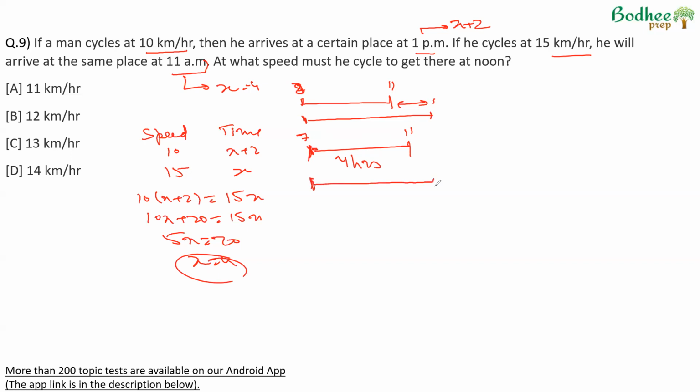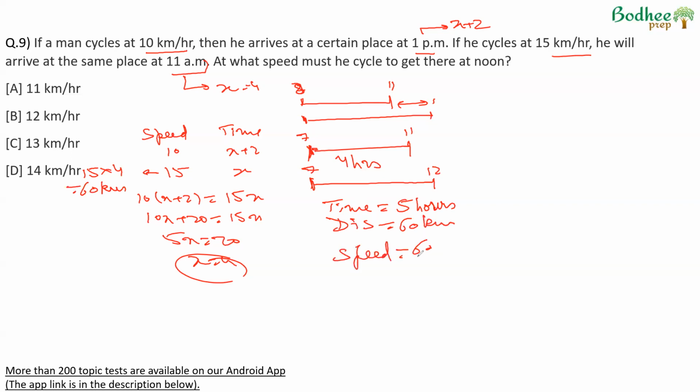If the person wants to reach at 12 after starting at 7, the time that he has is 5 hours. What is the distance that is to be traveled? Distance we can get from here. Distance was 15 speed into time 4, or 60 kilometers. The distance is 60 kilometers and therefore speed should simply be 60 by 5, which will come out to 12 kilometers per hour. Option B.